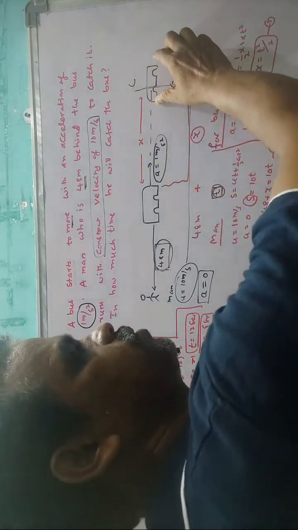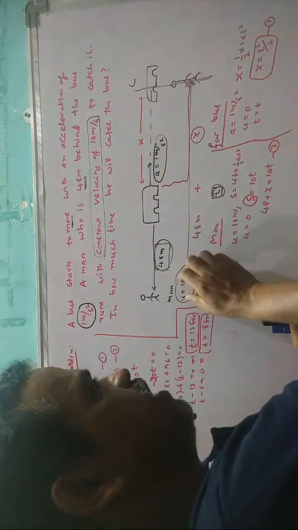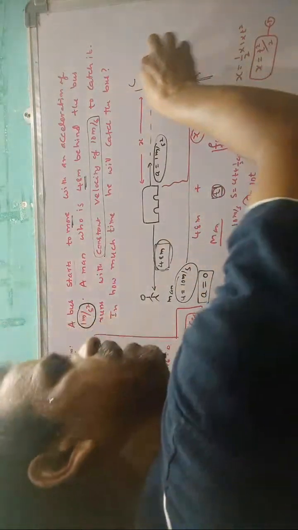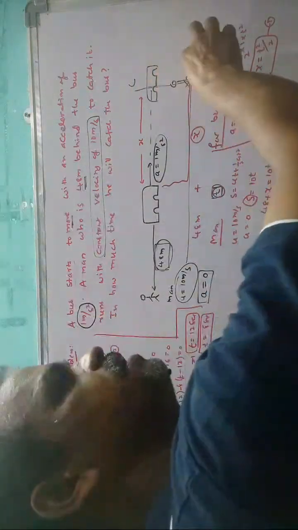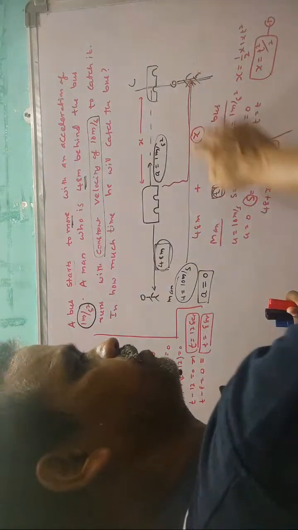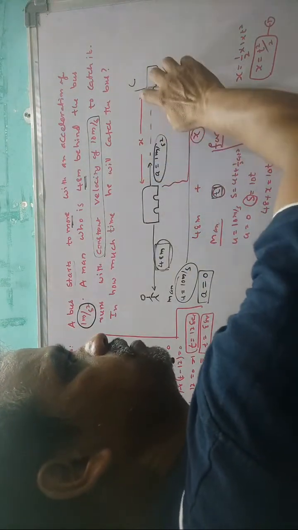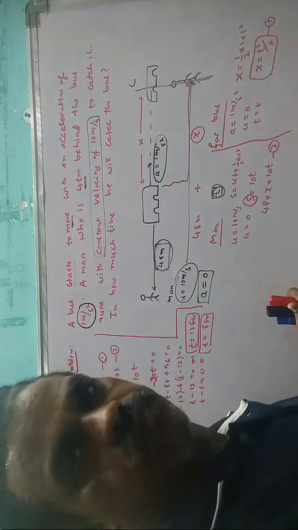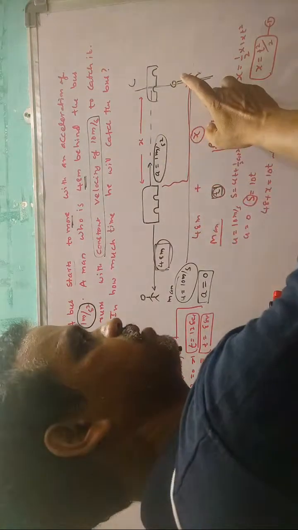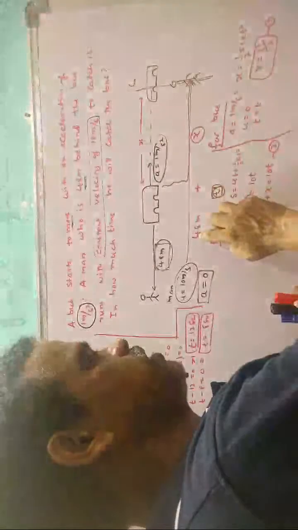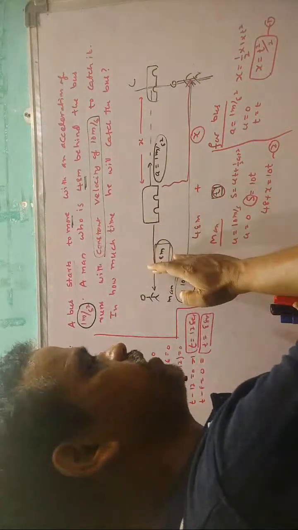The bus went to here. The man has to move here. Then only he can catch the bus. He has to enter the bus. So he has to run this distance, while the bus has moved this distance. So if he has to catch the bus, he has to travel 48 meters, since he is already behind the bus.